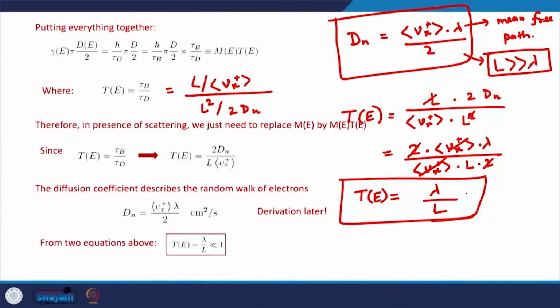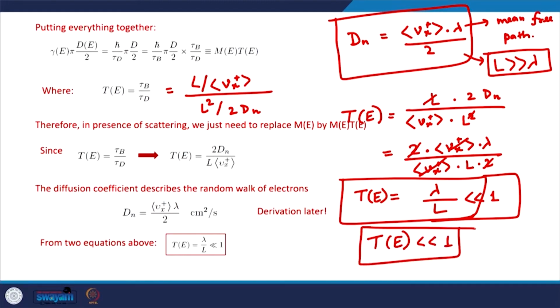Okay. So, in that case this will be very much less than 1. When L is extremely larger than lambda, in that case this transmission coefficient will be very much less than 1. Okay.